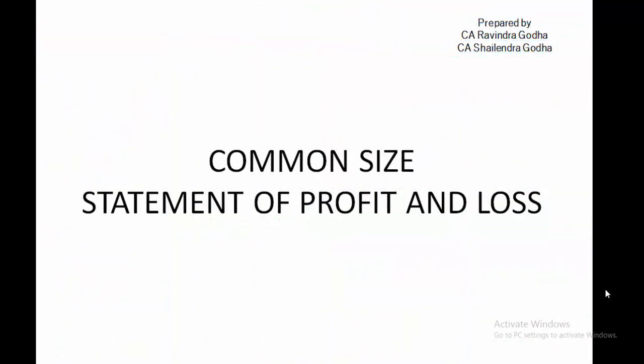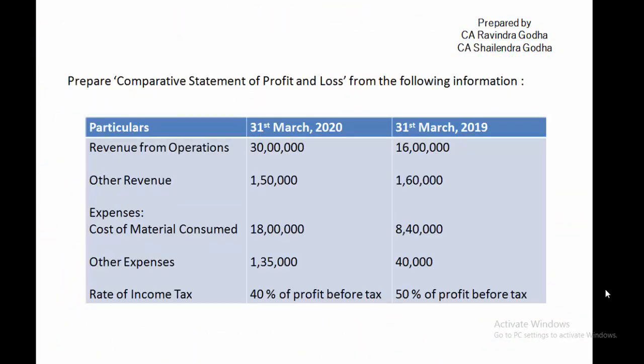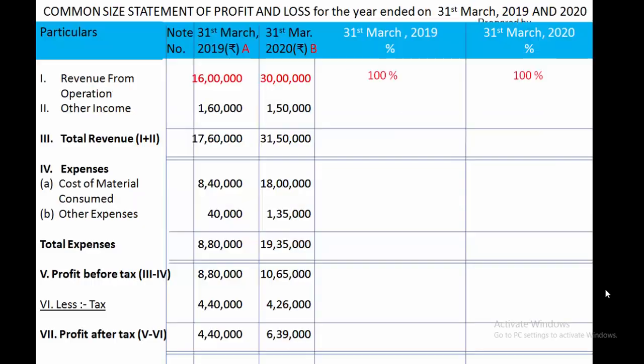Now common size statement of profit and loss. Write this question in your copy and solve it after watching this video. In common size statement of profit and loss, sales, that is revenue from operation, is taken as 100%, and each and every item is divided by sales.